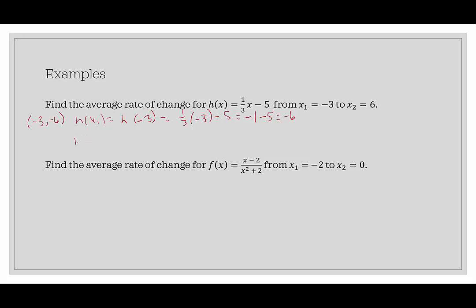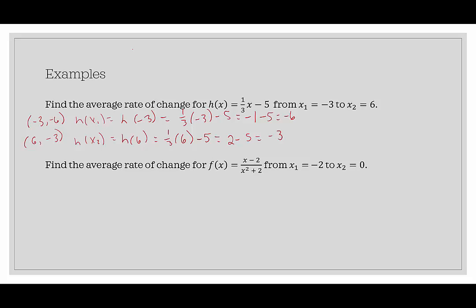How about x sub 2? So for x sub 2, we're going to plug in 6. So we have 1/3 times 6 minus 5. 1/3 of 6 is 2, and 2 minus 5 is negative 3. So my second ordered pair would be 6, negative 3.